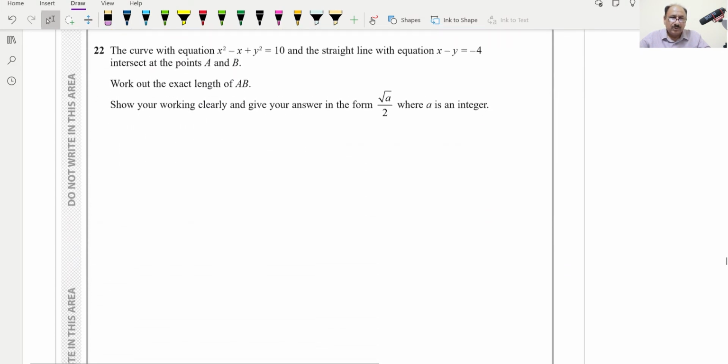Now question number 22. Question 22 says the curve with this equation and the straight line with the equation, this one, intersect at points A and B. Work out the exact length of AB, show your working clearly, and give your answer in this form, where A is an integer. So what we will do, we are given the two equations.